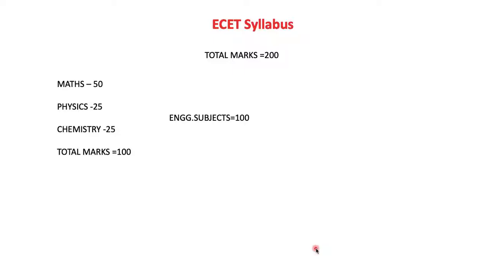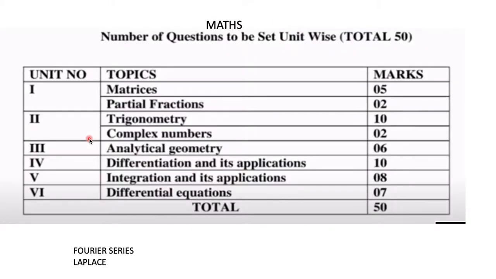I'm explaining about the ESET syllabus. Overall, the ESET total marks is 200, and we have divided it: maths is 50 marks, physics is 25, and chemistry is 25. Total marks is 100, and engineering subjects also will be there, with 100 marks for this. And maths is divided into many topics.